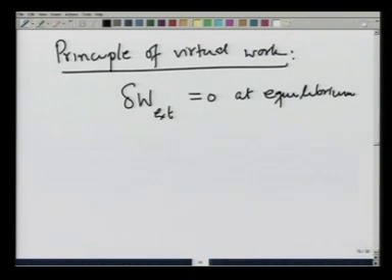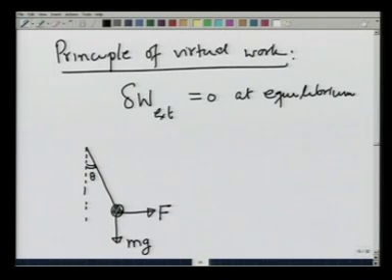And that is sufficient to determine the forces and so on. Let us take an example. I will start with the pendulum example. This angle is theta. This pendulum is supposed to be in equilibrium under the applied force F and the weight of the bob mg. This has 1 degree of freedom.